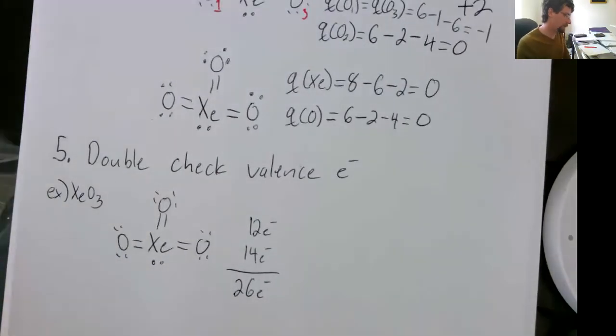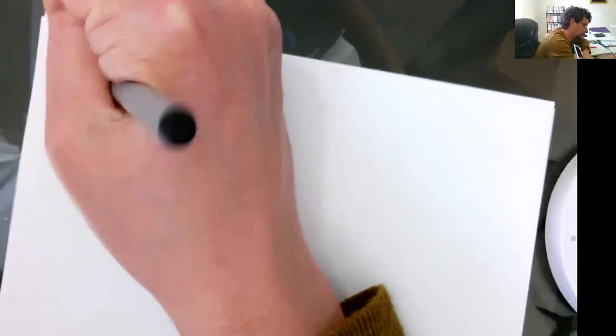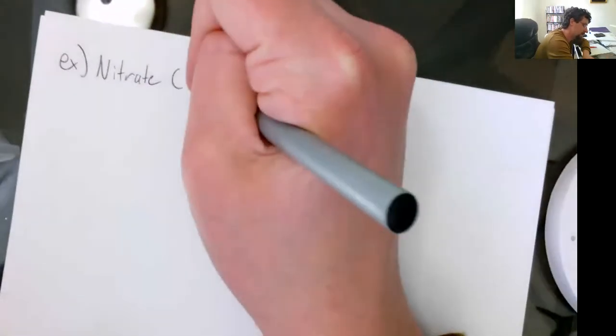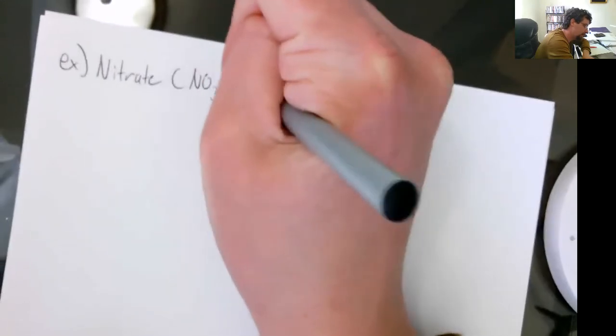Okay. There are trickier situations than this. In some cases, you have a species that is charged. Let's look at the nitrate anion. So example, nitrate, which has the formula NO3 minus.